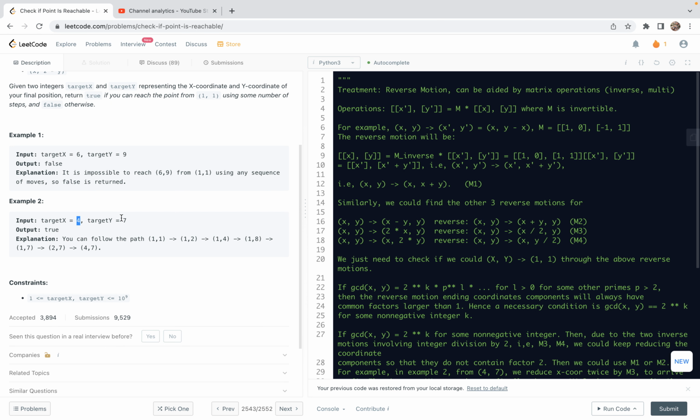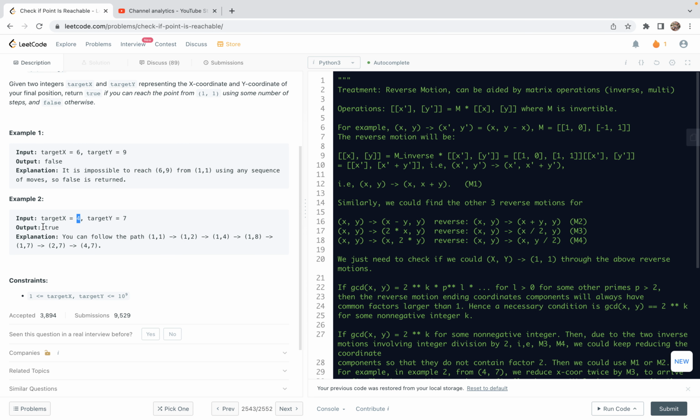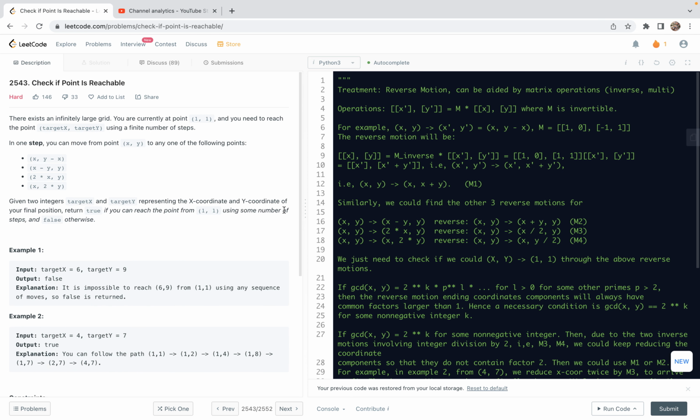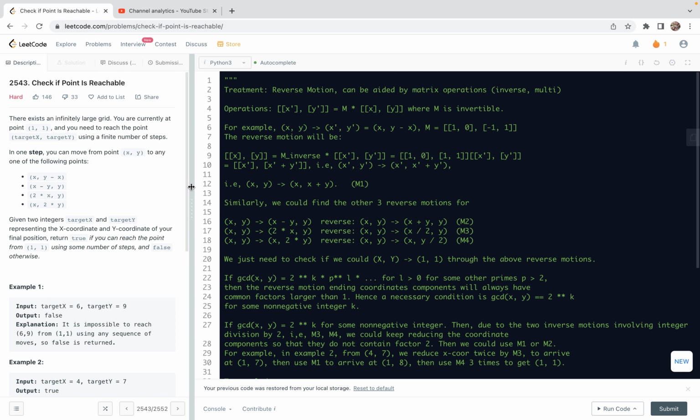As a hint, you can examine that 6 and 9 have a common factor, that is 3. In the second example, 4 and 7 are mutually prime, so the common divisor is 1, and this returns true. Here is an explanation of the steps. The constraint is on the target position, which is bounded below by 1 and bounded above by 10 to the power 9.